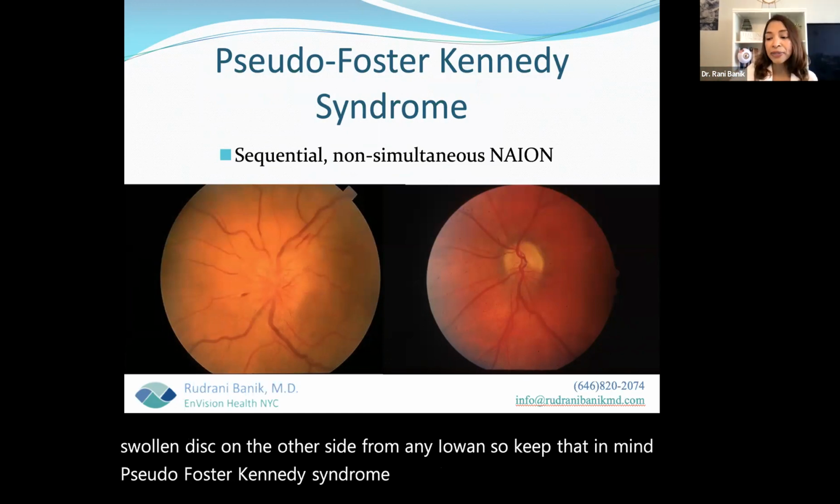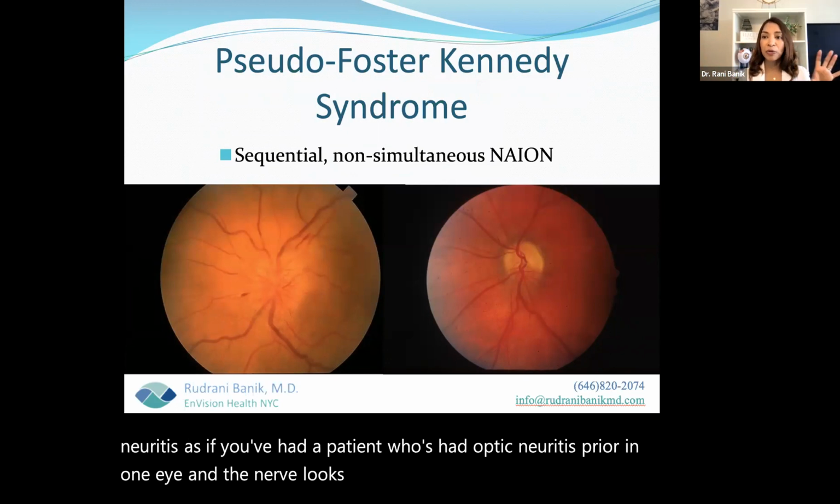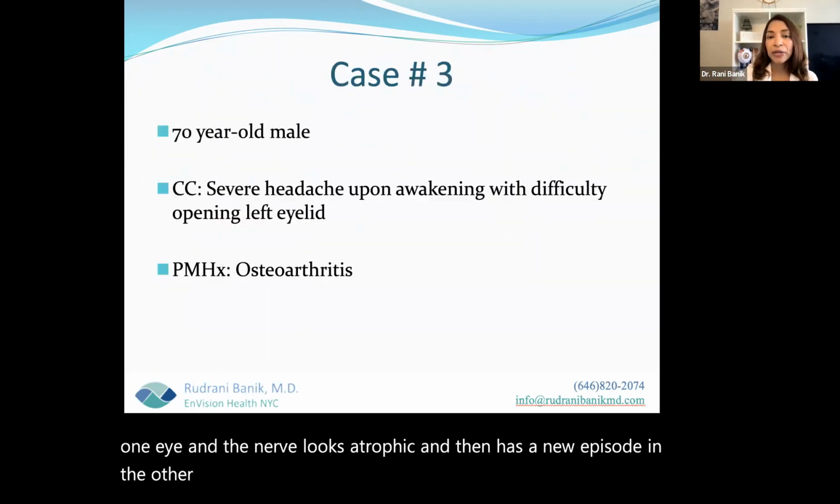This can also happen with optic neuritis as well. If you've had a patient who's had optic neuritis prior in one eye and the nerve looks atrophic, and then has a new episode in the other eye. So that can happen. So, case number 3.